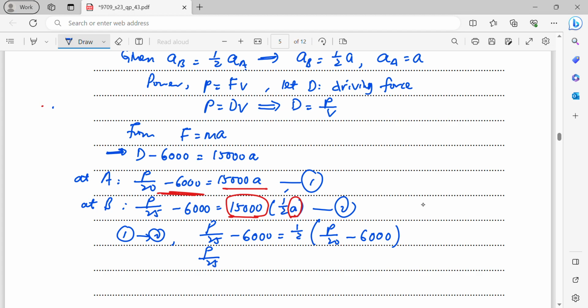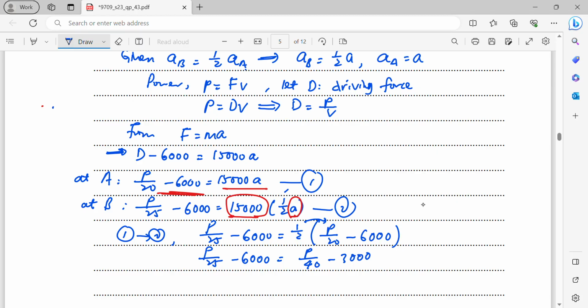P over 25 minus 6,000. This half I times it. It will be P over 40 minus half times minus 6,000. It will be negative 3,000. Okay, then now we need to get the P.